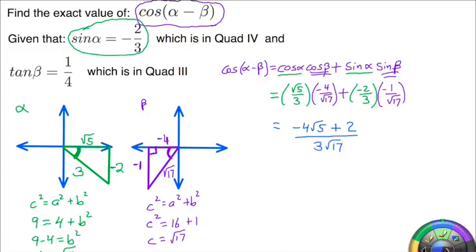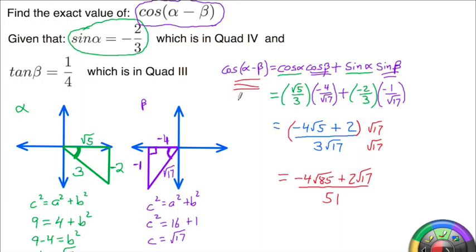So if you want to play around, you can sit here and multiply top and bottom by the square root of 17 to rationalize the denominator and come up with a horrible -4 square roots of 17 times 5. 85. So this would be the square root of 85 plus 2 square roots of 17 all over 3 times 17, 51. And this would be the rationalized answer of cosine of alpha minus beta.